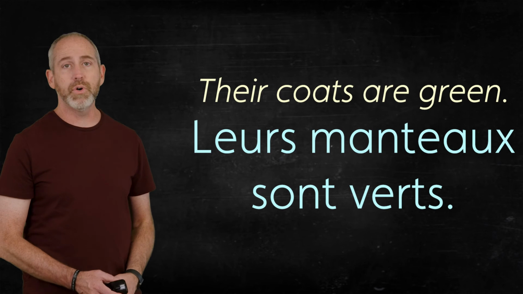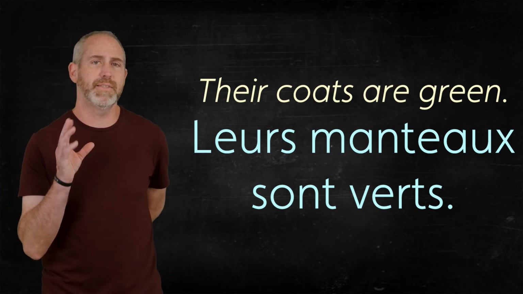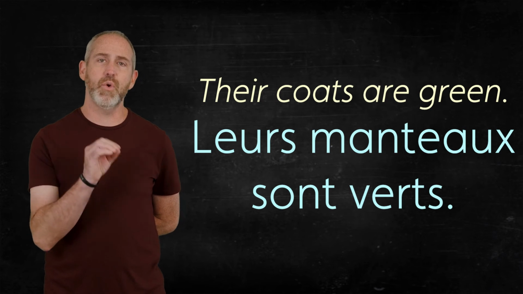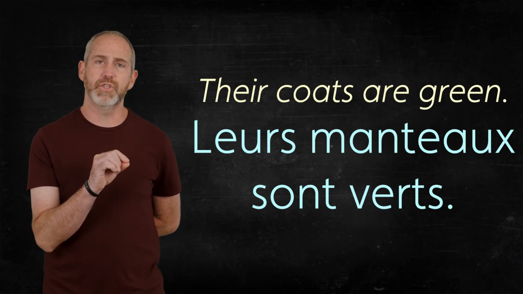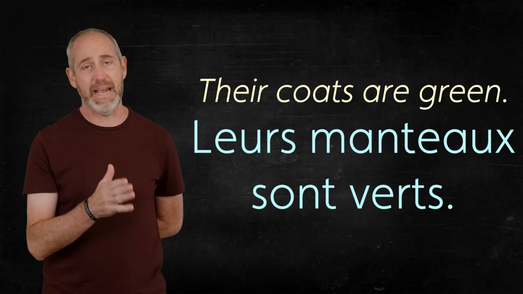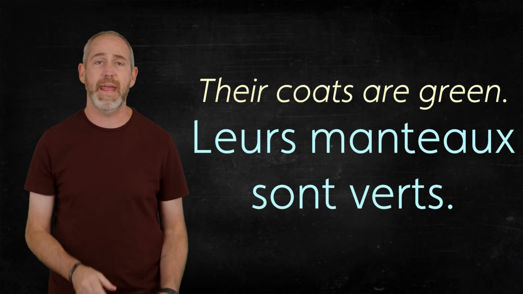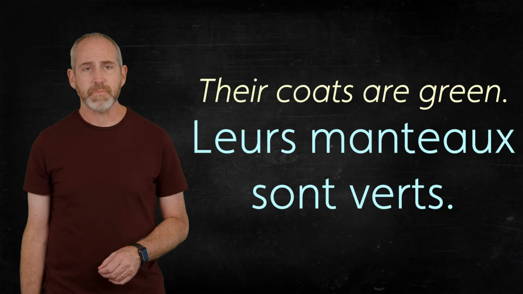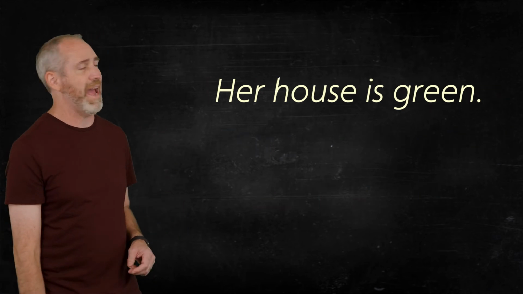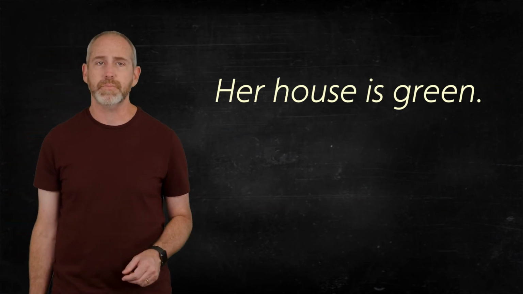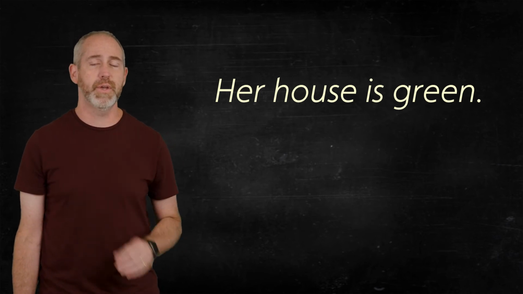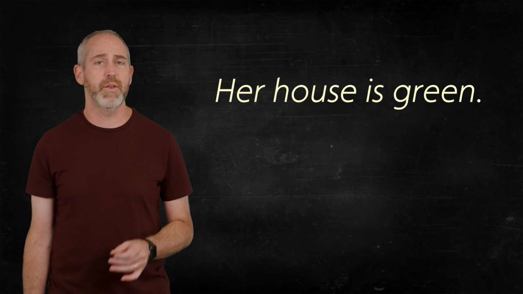Notice that manteau is now plural. And remember I said a while back in a previous lesson, if a word ends in EU or AU in French, to make it plural, we're going to add an X to it. Okay, we don't really hear that X or anything, but it is there. That's how we make it plural. Let's do another example. Her house is green. Now we're going to use a different color just to show you in context. Her house is green with a feminine.